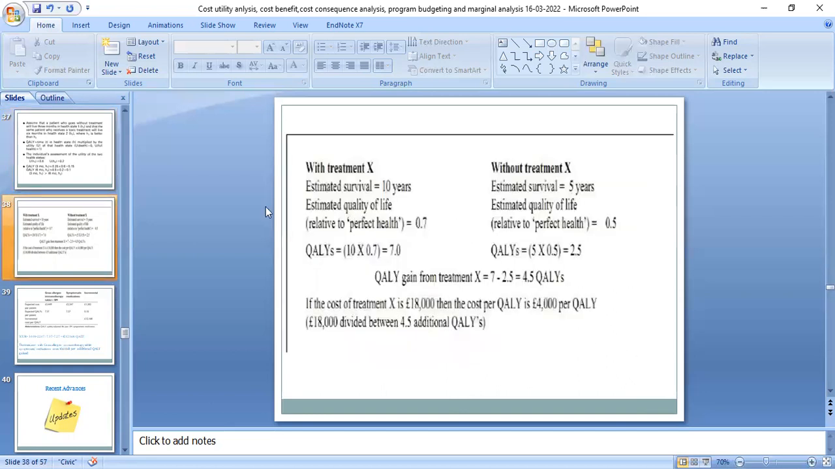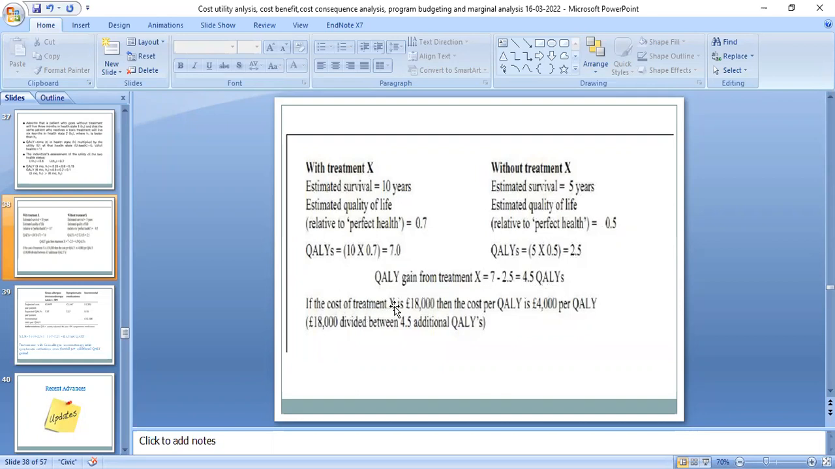This is another example of the cost utility analysis. With treatment X, there is an estimated survival of 10 years, while the estimated quality of life is 0.7. The QALY with this treatment is 7.0. While without treatment, the estimated survival is 5 years, while the estimated quality of life is 0.5. The QALY is 2.5. So the quality adjusted life years gained from treatment X is 4.5 quality adjusted life years.